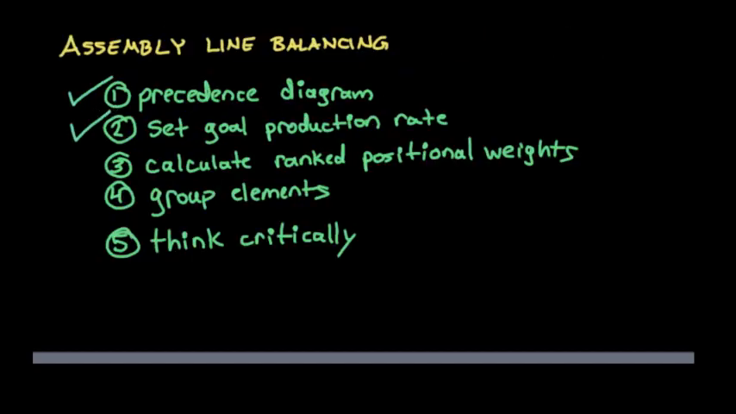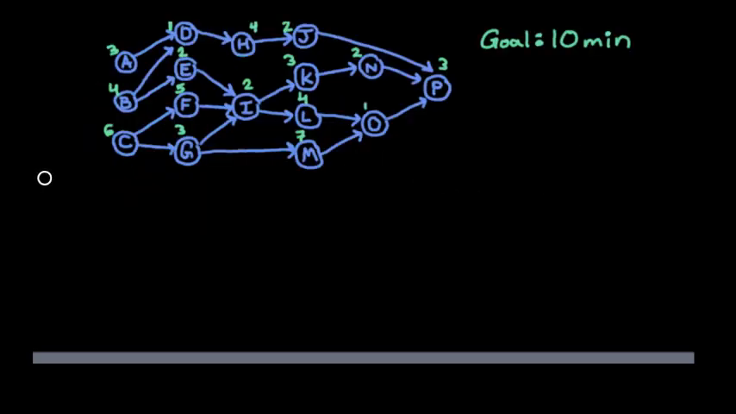Great, step 2 done. Now we need to calculate the ranked positional weights. So there's probably a formula for this, but it's just a lot easier to show you. So I'll say ranked positional weight of A. And what you got to do is add up the cycle time for A. These little times are called cycle times, right? Add up the cycle time for A and everything that depends on A. So in this case, we'd have 3 plus 1 plus 4 plus 2 plus 3. So A's ranked positional weight would be 13.